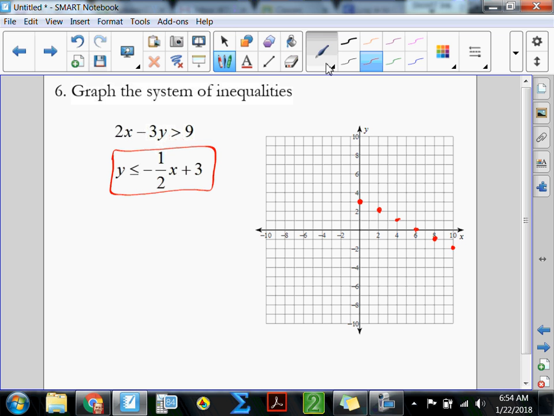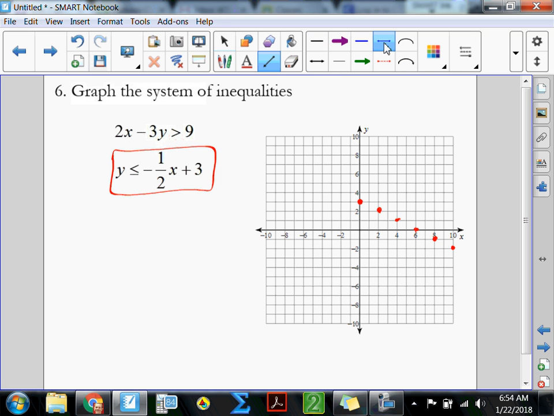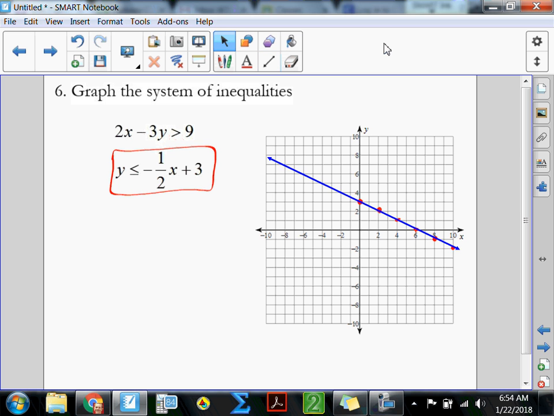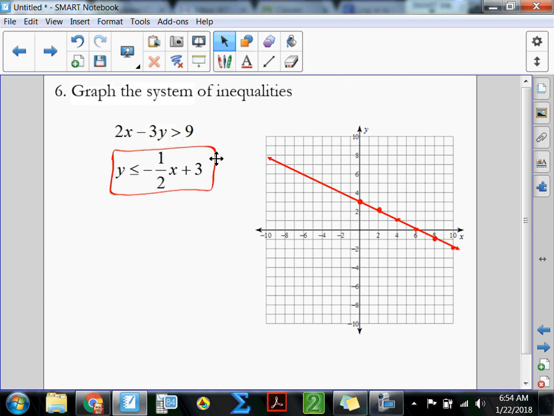It's going to be a solid line because it is less than or equal to, so it has that equal to bar under it. I'm going to start with the wrong color and then I'll change it. All right, so there's my negative 1/2 x plus 3.